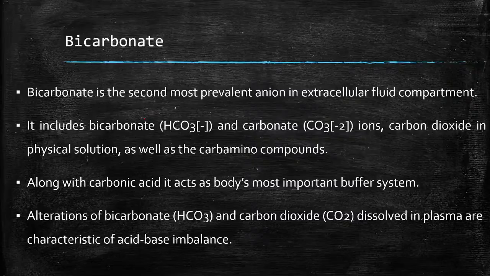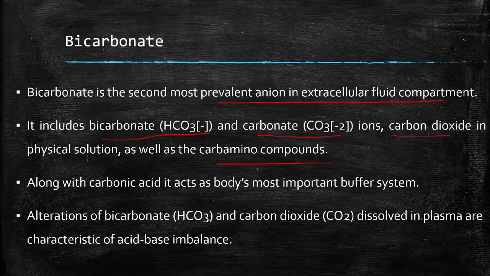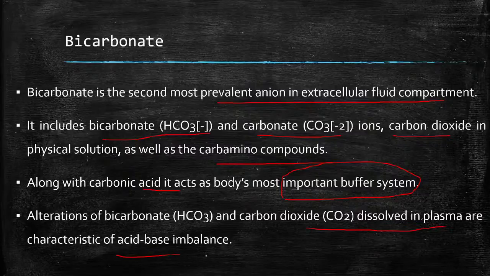Next thing is bicarbonate. This is the second most prevalent anion in the extracellular fluid compartment. Bicarbonate includes bicarbonate and carbonate ions, carbon dioxide in physical solution, as well as carbamino compounds. Along with carbonic acid, that is H2CO3, bicarbonate acts as an important buffer system to maintain the optimum pH. Alteration in bicarbonate and carbon dioxide dissolved in plasma will cause acid-base imbalance.